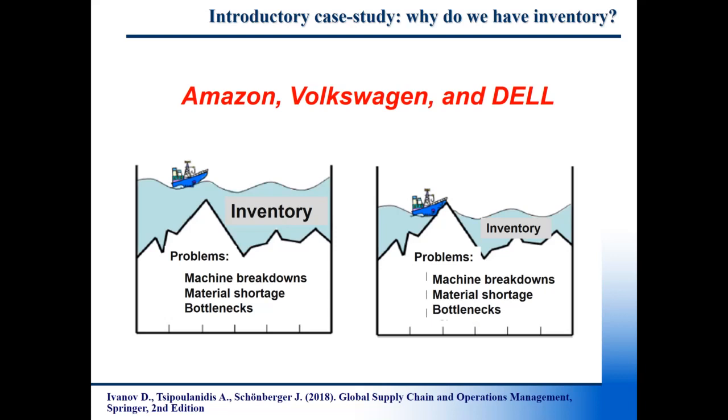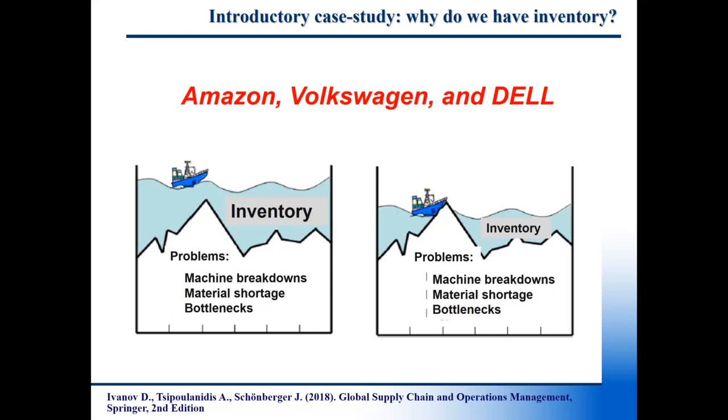The last case study comes from Dell. Founded in the US in 1983, Dell runs a make-to-order production strategy. The assembly starts and materials are replenished only after a customer order. In such a business model, Dell is able to drastically reduce its inventory.